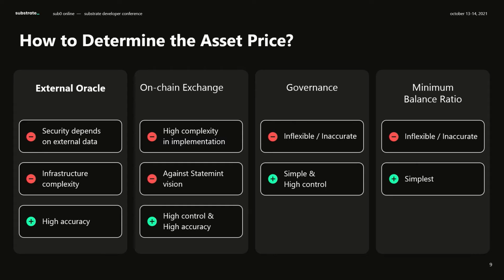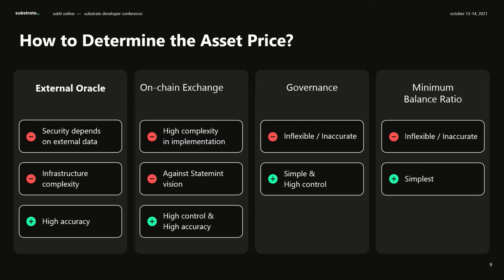Another option would be to introduce an on-chain exchange. We would control the exchange. It would be fairly accurate, at least if we can attract enough liquidity. So it would be less reliance on external data there, but it would have high complexity in implementation, and it would go against Statement's vision. Statement is meant to be an asset store. It's not a DeFi chain. There are enough community chains that will do DeFi, and that's great, but Statement is not meant to be that chain. So then in the end, we decided to go for something more directed by governance again.